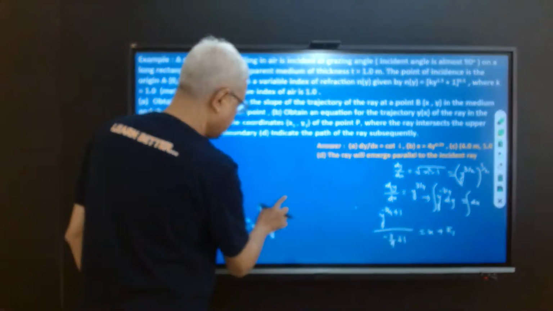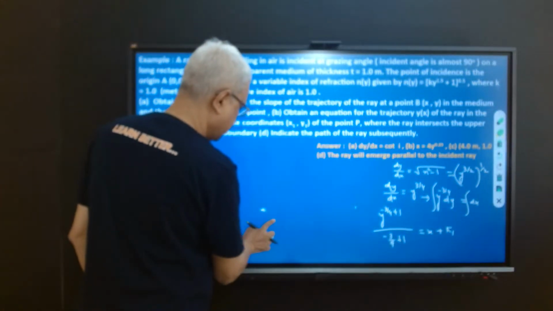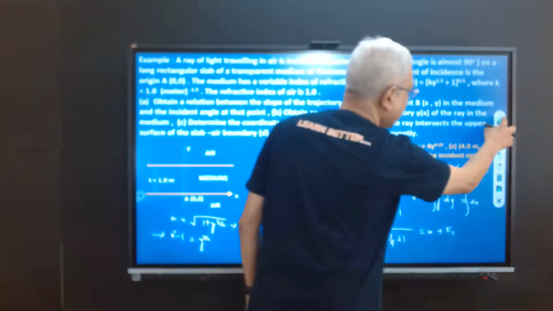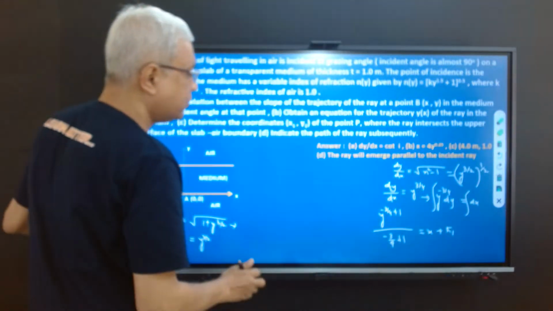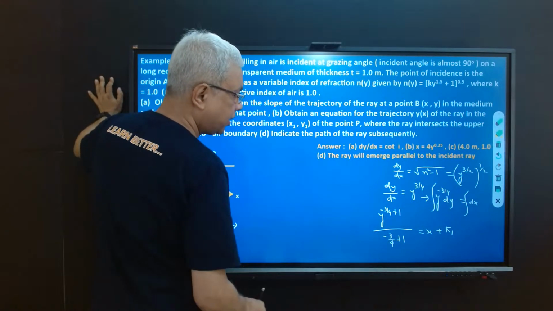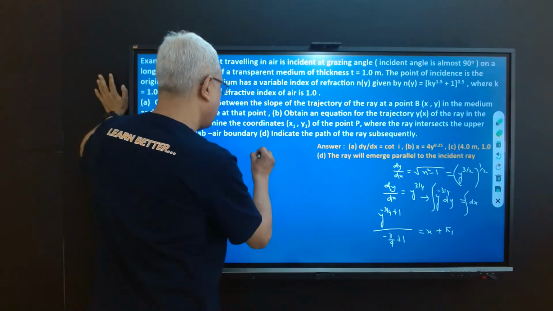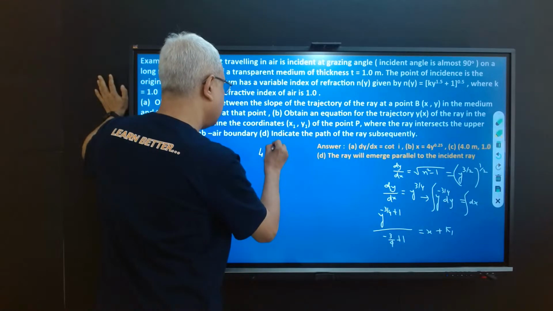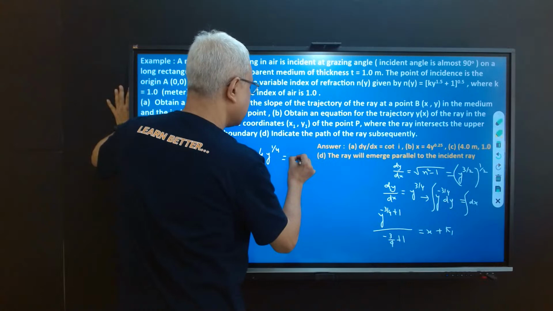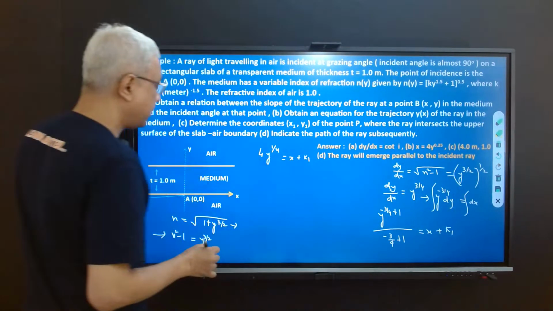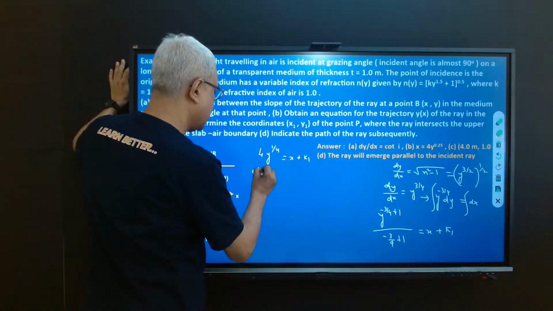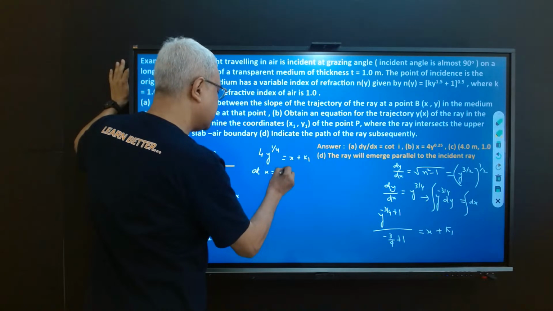For calculation, let me take this space. So it is y to the power 1 by 4, and the denominator there is another 1 by 4. So 4 y to the power 1 by 4 is equal to x plus k1. But for the given problem, we know at x equal to 0, y equal to 0.